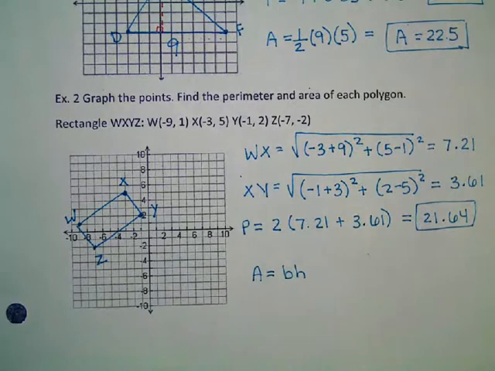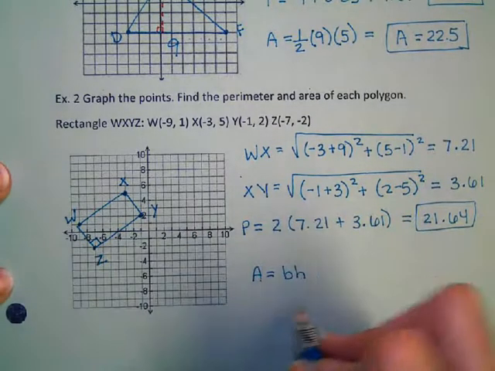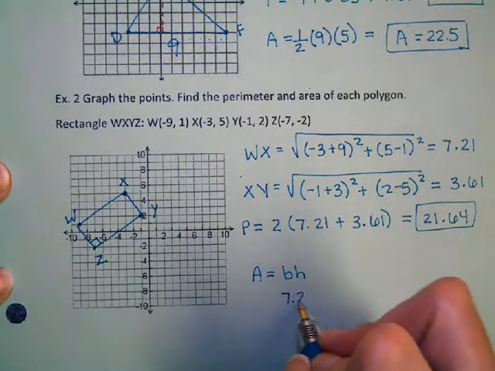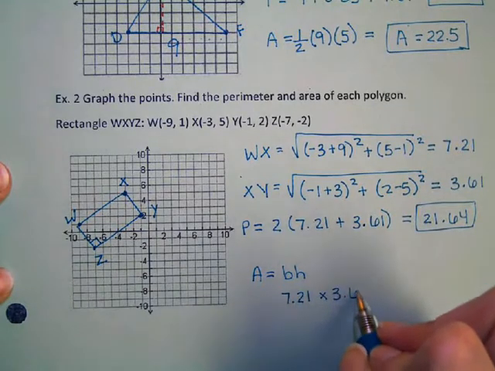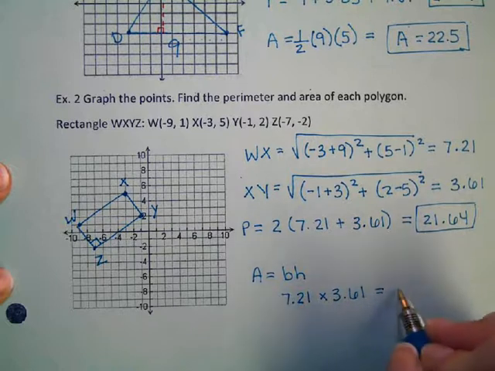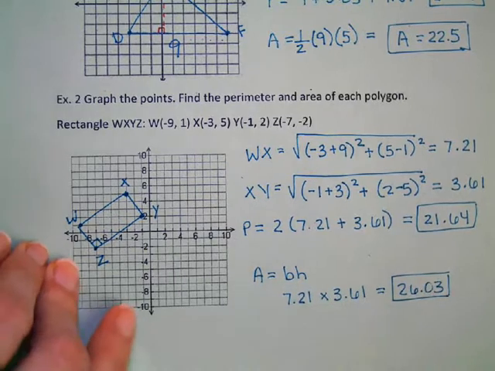Area equals base times height in a rectangle. Since we know the corners are where the 90 degrees are, this is our 90 degrees, then our base would just be 7.21 times 3.61. That gives us a total of 26.03 for our area.